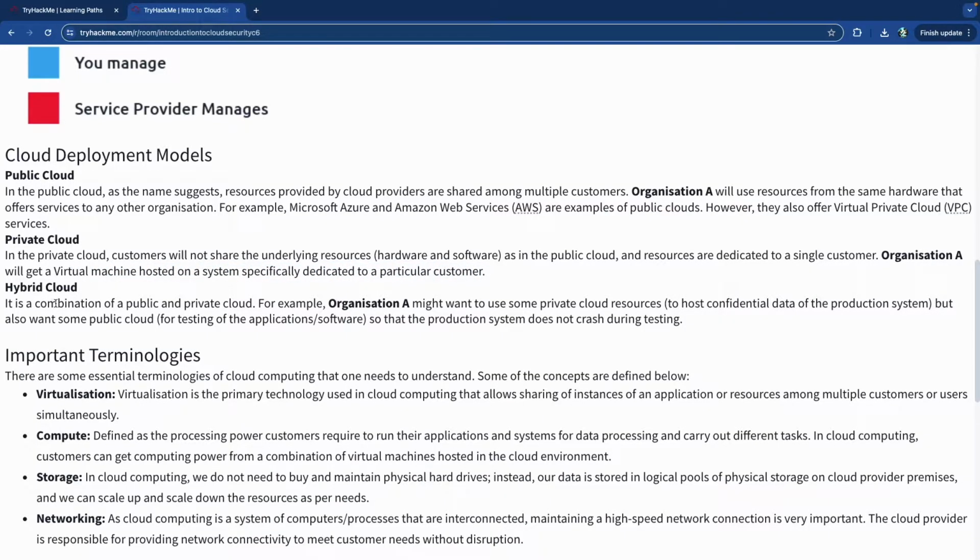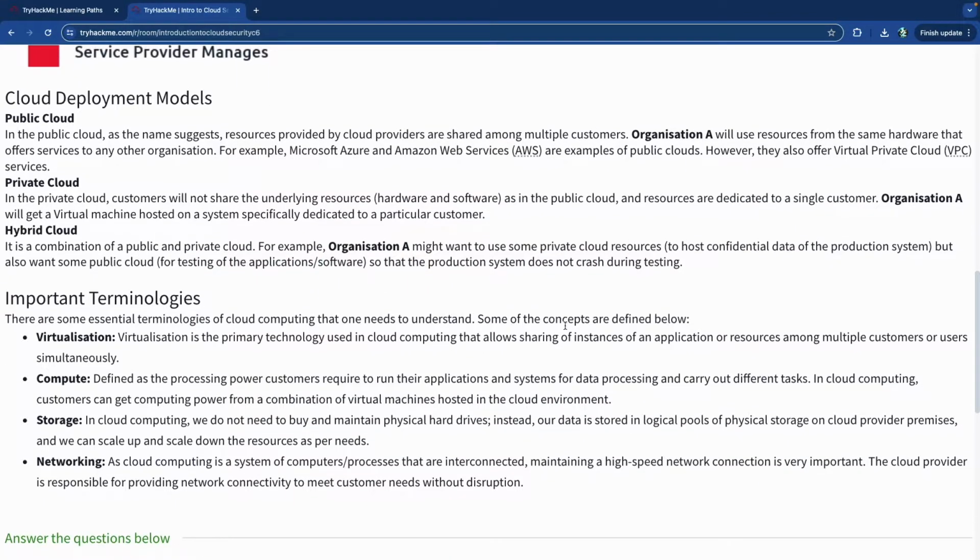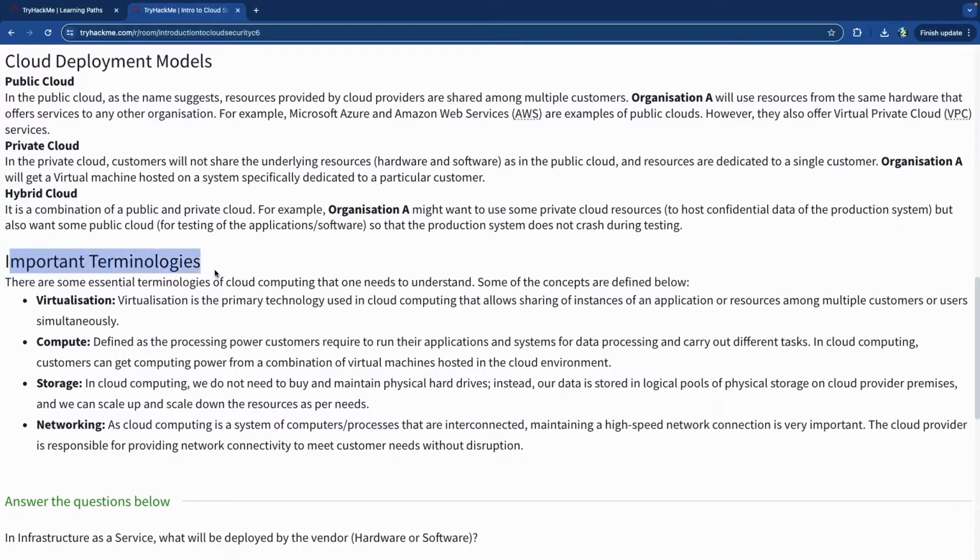And then you have hybrid, which is the combination of public and private. So organization A might want to use some private cloud resources for themselves to host confidential data, but then they also want public cloud for testing applications and software so that the production system doesn't crash during the testing. And then you have the important terminologies. Virtualization, we talked about in the last video.